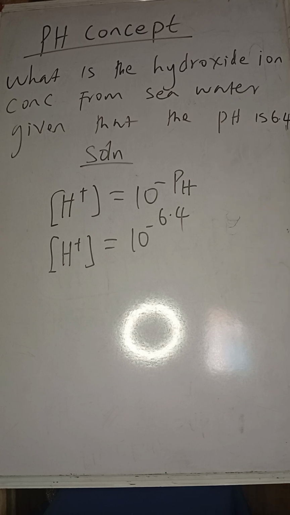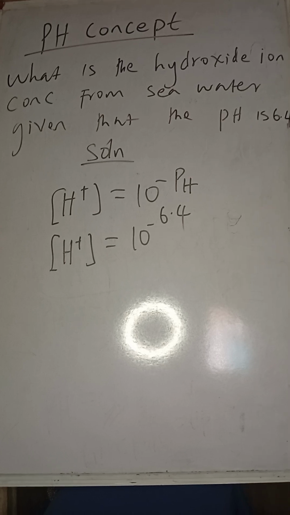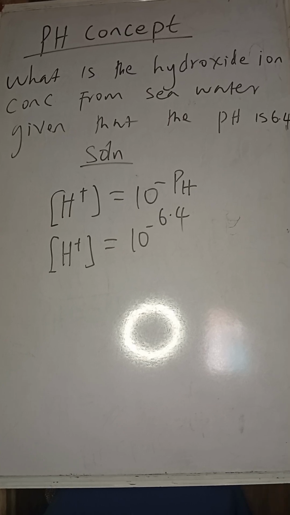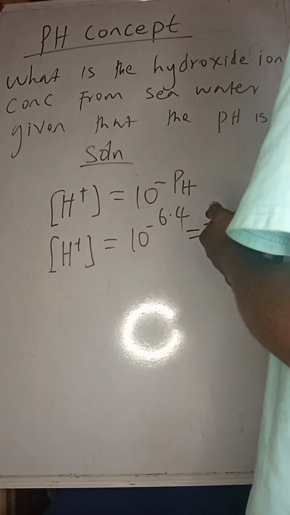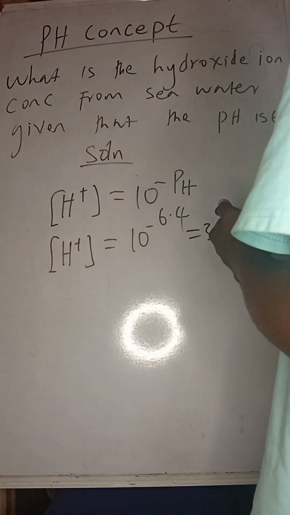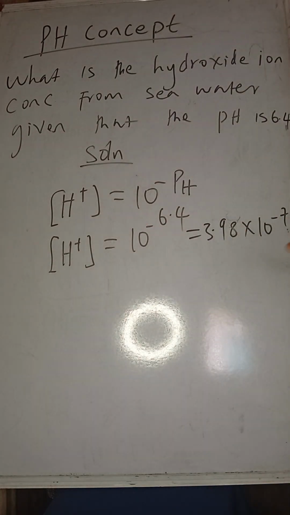So solving that, we should have 10 raised to power minus 6.4. So that should give me 3.98 times 10 raised to power minus 7. That is the hydrogen ion concentration.